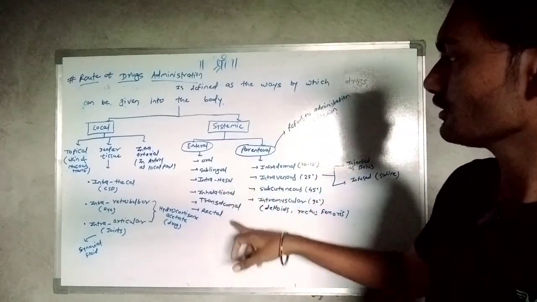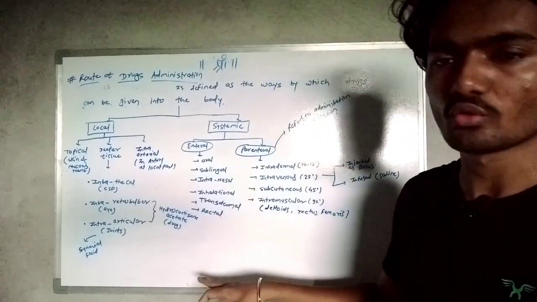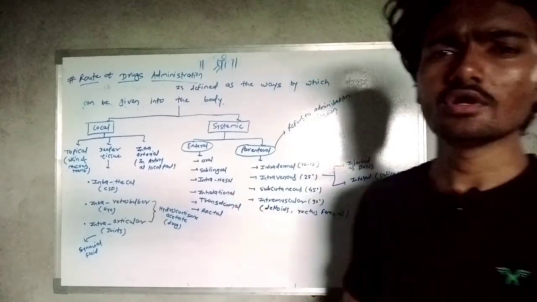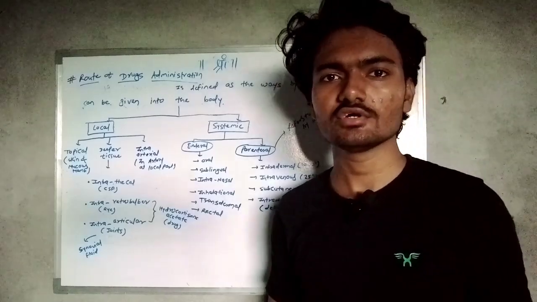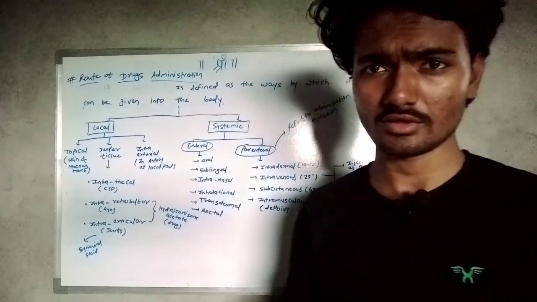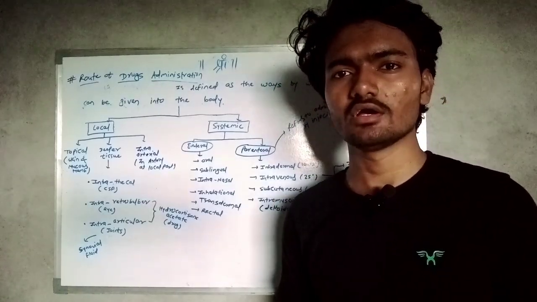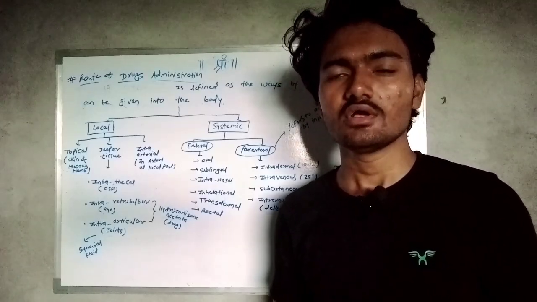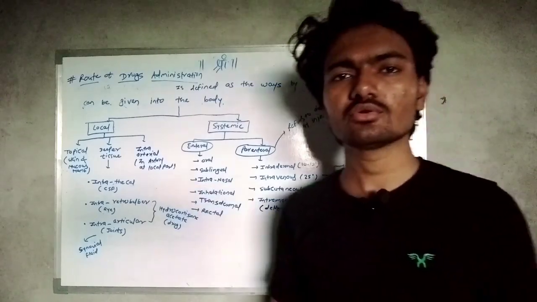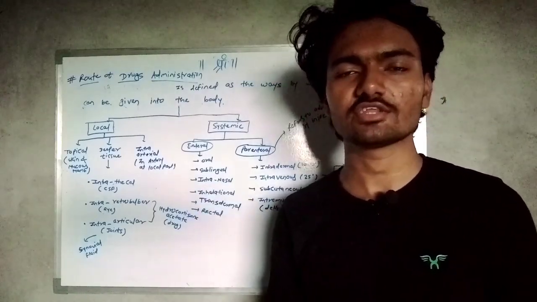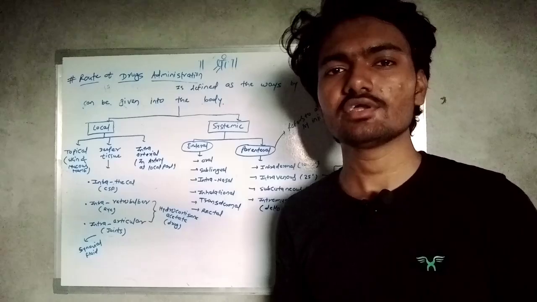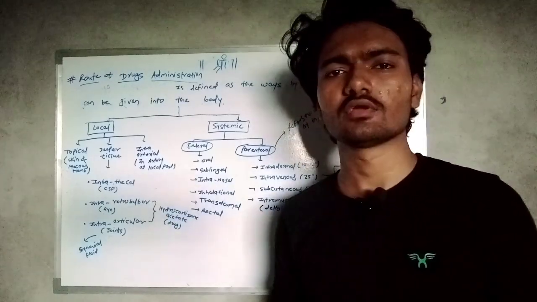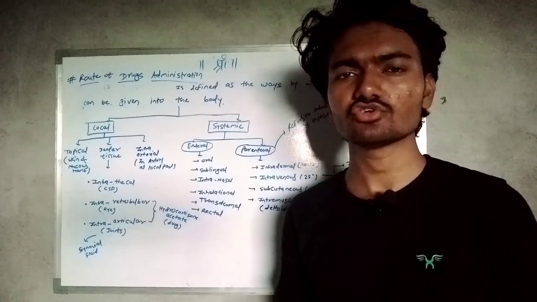The enteral is again classified into the following types: oral, sublingual, intranasal, inhalational, transdermal, and rectal. The first one is the oral, in which the drug is given orally. It is the cheapest and the most common, and it is convenient for the patient. The second type is the sublingual. In sublingual, the drug is placed under the tongue or in the buccal cavity, between the cheek and the gums. In sublingual, the liver is bypassed. This is a feature of the sublingual route.